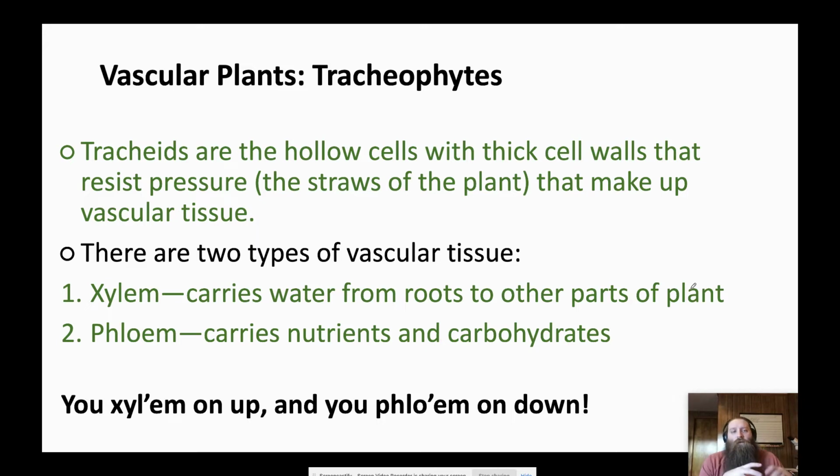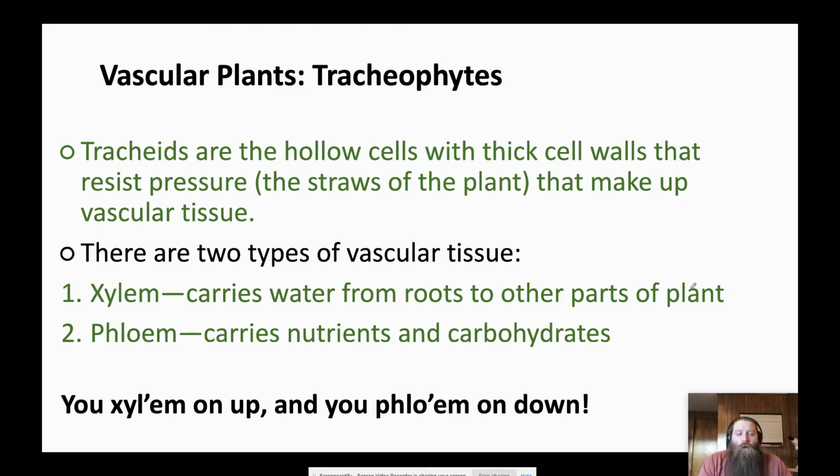Now, when we look at these tracheophytes, we need to be able to identify the name of the tissue that is moving stuff around the plant. So we've looked at this before. When we did photosynthesis, we looked at a cross-section of a leaf, and we talked about this just briefly. The xylem carries water from the roots up to other parts of the plant. The phloem carries nutrients and carbohydrates from the leaves out to the stem and then down to the roots or wherever it needs to go.